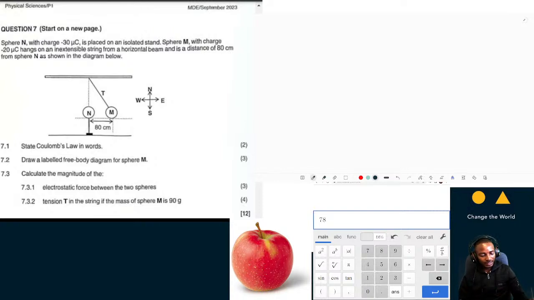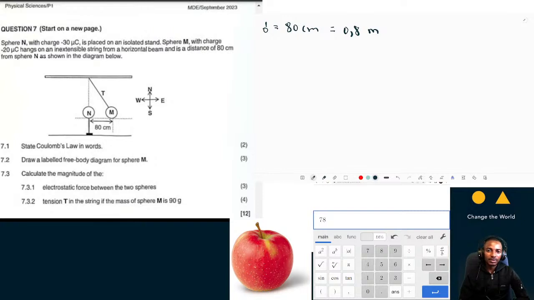Okay, so let's first convert the distance to SI unit. So 80 centimeters to meters will be equal to 80 over 100, which will be 0.8. This is equal to 0.8 meters. Okay, so that's the separation between the two charges.